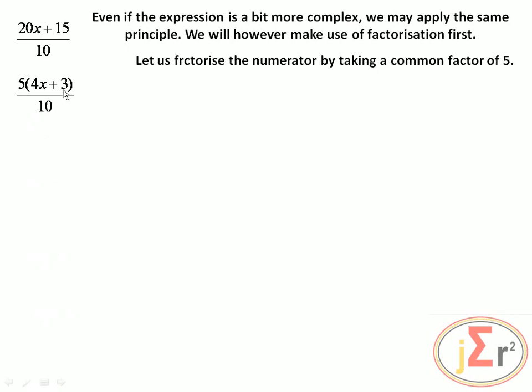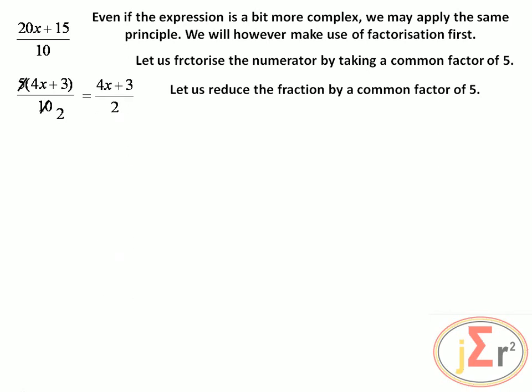5 into 15 is 3. That's all there is to it. So if we have the factor there, let us reduce the fraction by a common factor of 5, because we have a factor of 5 now. We may go straight ahead because 10 also has a factor of 5. Of course, the 5 will cancel completely, and 5 into 10 is 2. We have discussed in these tutorials already what we mean when we say something cancels completely. So we have 5 into 10 is 2, and the 5s are gone, so we have 4x plus 3 over 2.